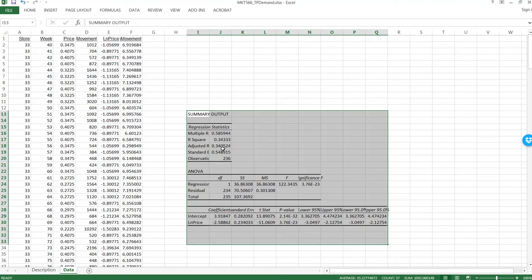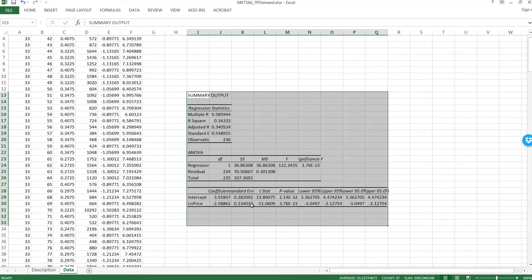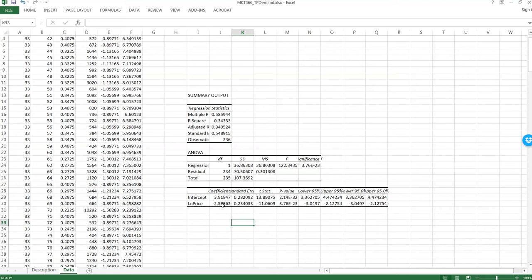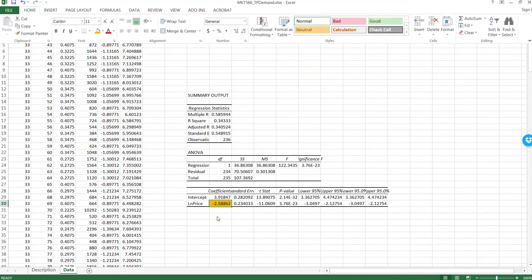And this is our summary of output. Now we have our standard regression statistics, our R squared 0.34, which is not bad. But the variables that we're really interested in are these standard errors, and these standard errors are quite good given these estimates. Or you could also look at the p-values, which are quite low, suggesting that these estimated coefficients for intercept and log price are statistically significant. The coefficient on log price is the variable of interest for our computation. It suggests a price elasticity of minus 2.6.